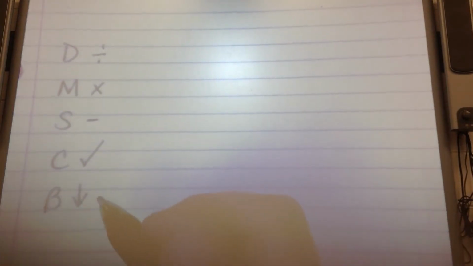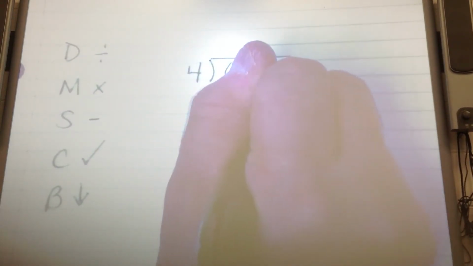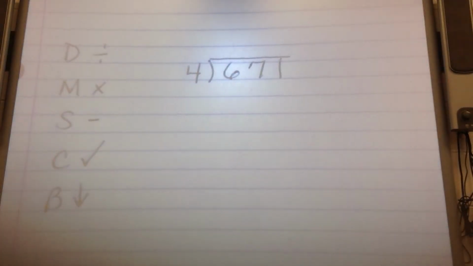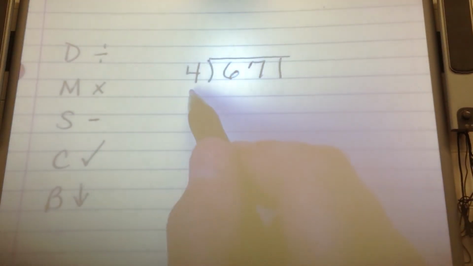Gonna move that up. And so I can have my steps, I'm going to write them again. Does McDonald's serve cheeseburgers? Division, multiplication, subtraction, check, and bring down. This time, we're going to divide 4 into the number 671. So we're going to see how many groups of 4 we can make if we had 671. We're going to begin by dividing.